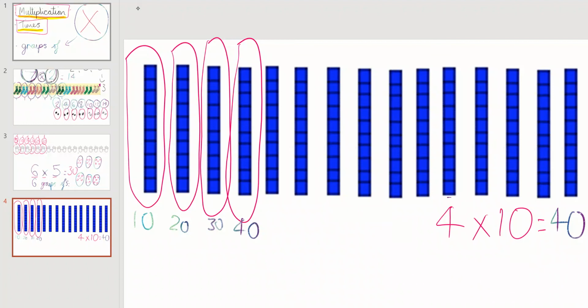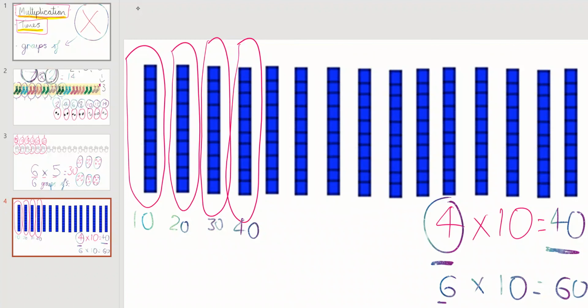And I find it easiest because there's that link between the 4 and the 40. If it was 6 times 10, it would be 60. Because that's what happens when you multiply that number by 10. 4 times 10, 6 times 10, 8 times 10. You're multiplying it by 10. Okay, you've got 10 groups of it.